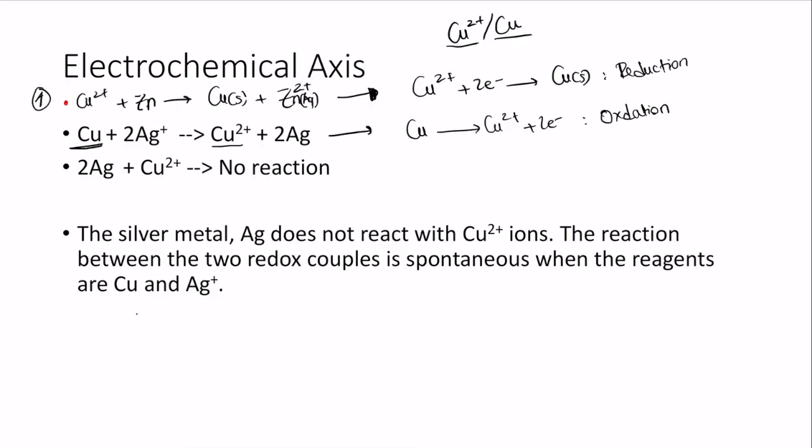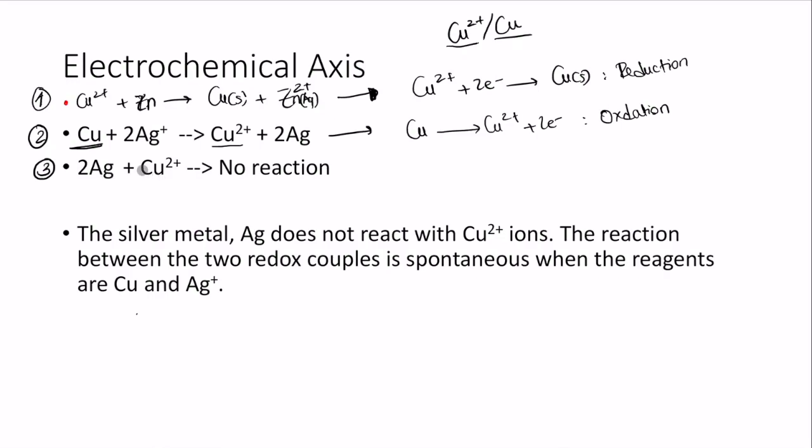That's the idea that I just want to convey about the redox couples: each element can have an oxidizing agent and a reducing agent. Each element can undergo reduction or oxidation, and that depends on the reaction. So when it was with zinc, copper undergoes reduction. But when it was with Ag, copper undergoes oxidation. Now we will talk about why we don't have a reaction here. Well, when we added Ag with Cu2+, we don't have a reaction. There was no reaction.